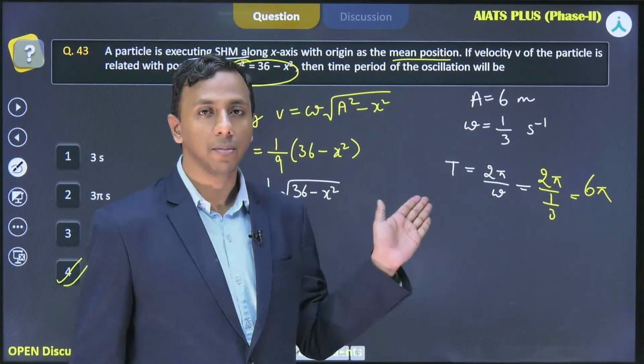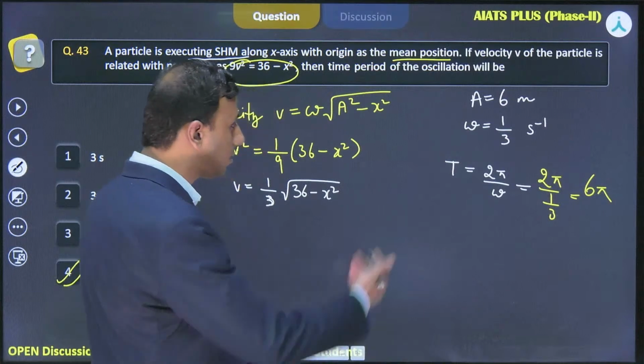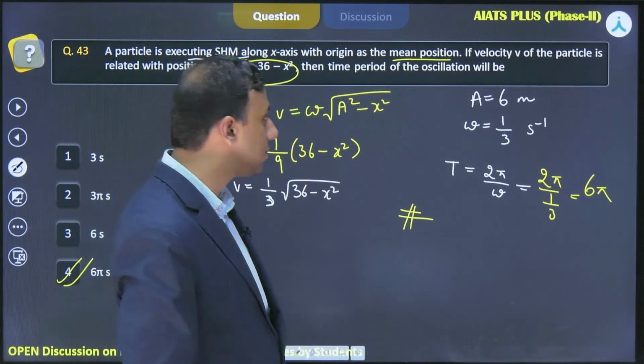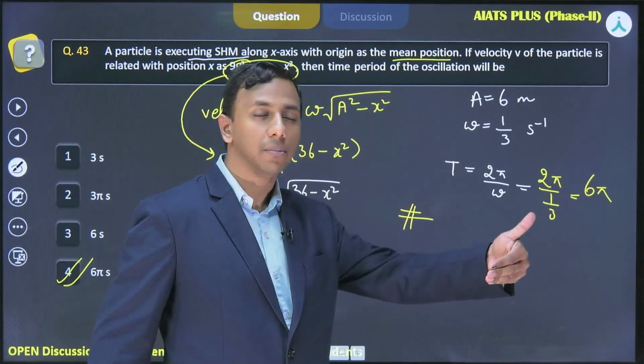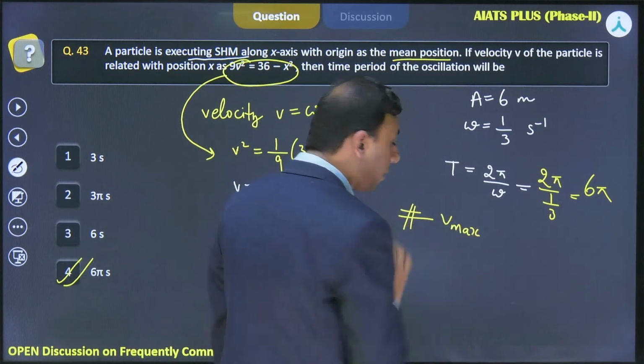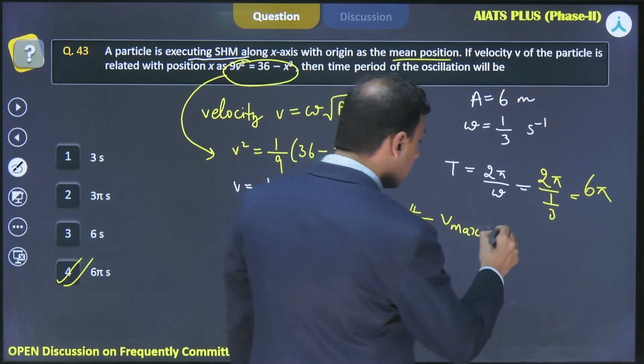And what was the another thing that I was asking? You can also find the maximum velocity. Okay, that is additional. Additional tip, that is maximum velocity of the particle. In that SHM you can find out. So what is that formula? That will be when it reaches mean position, right?